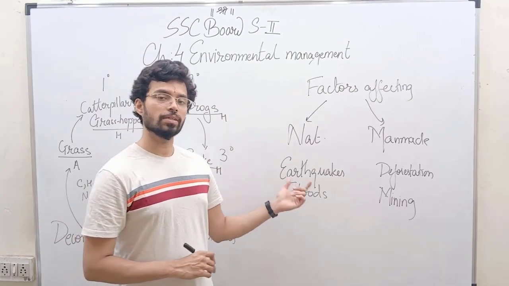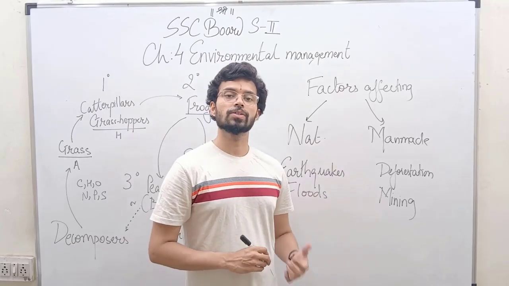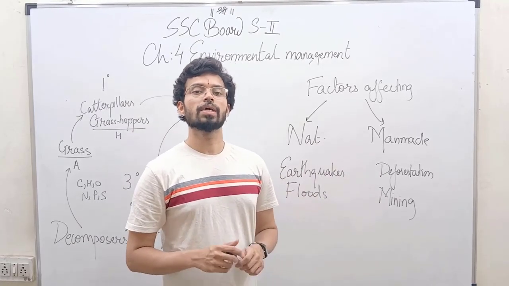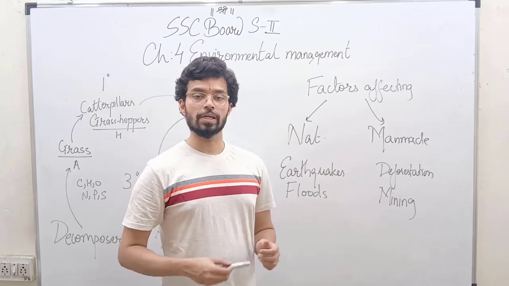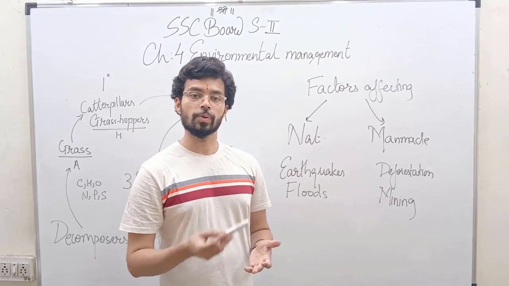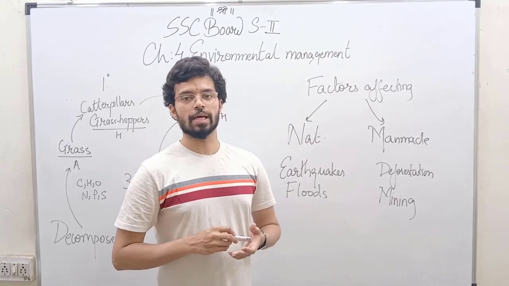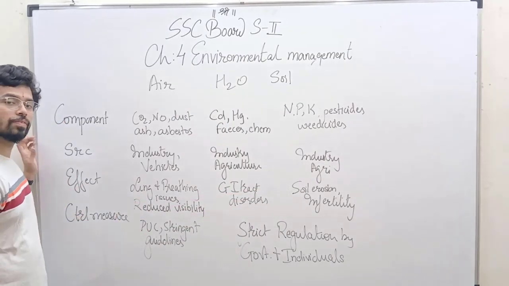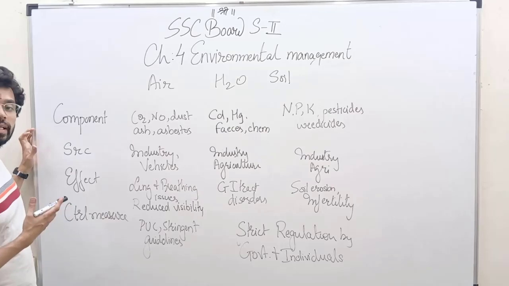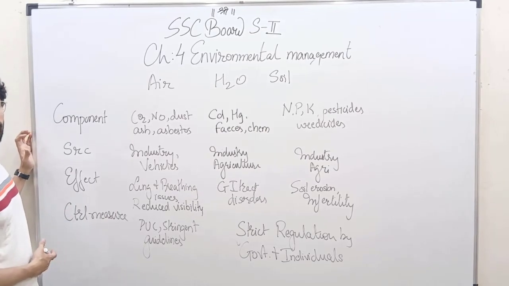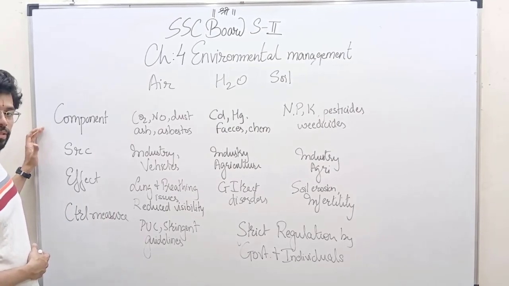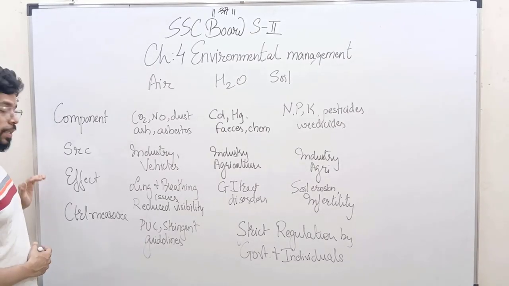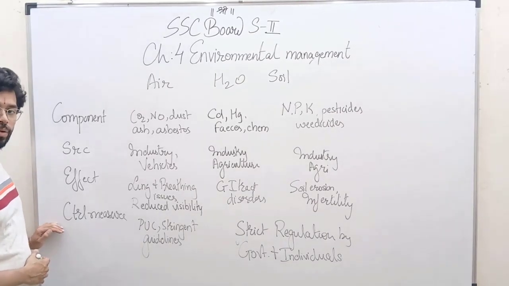Now let us see the other points. What are the sources of various pollutions in the water bodies, in the soil? What are the effects? How do you curb them? And what are the examples? So now let us see what are the three major components that we talk about in a given ecosystem or an environment. What are its components? What are its sources? The effects and the control measures.